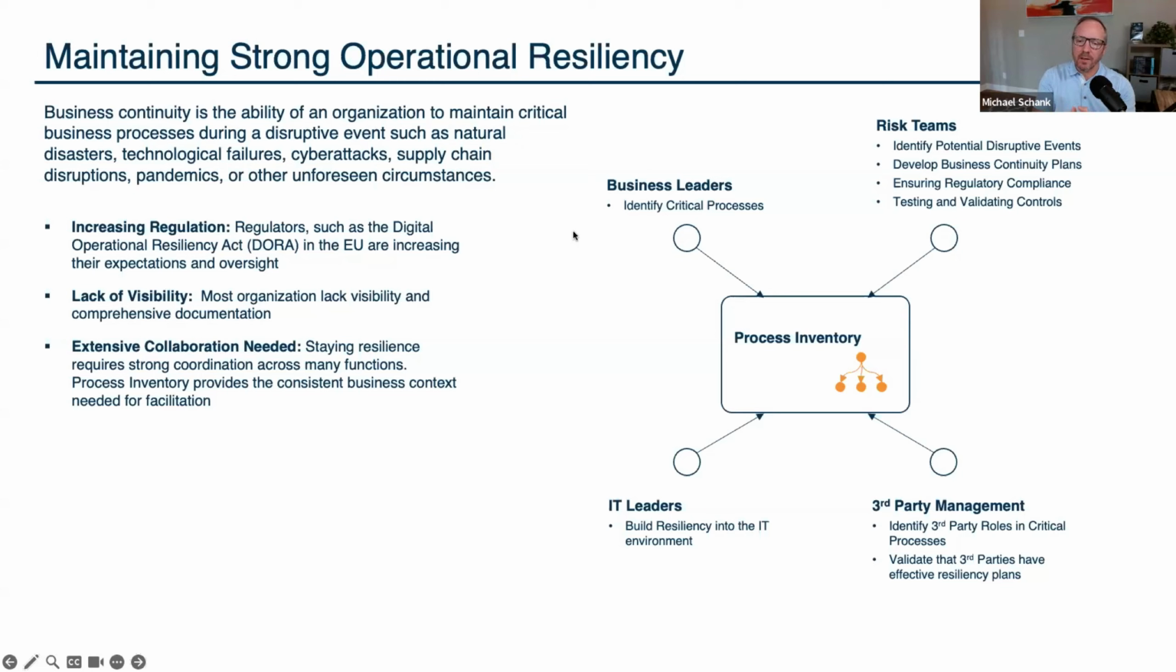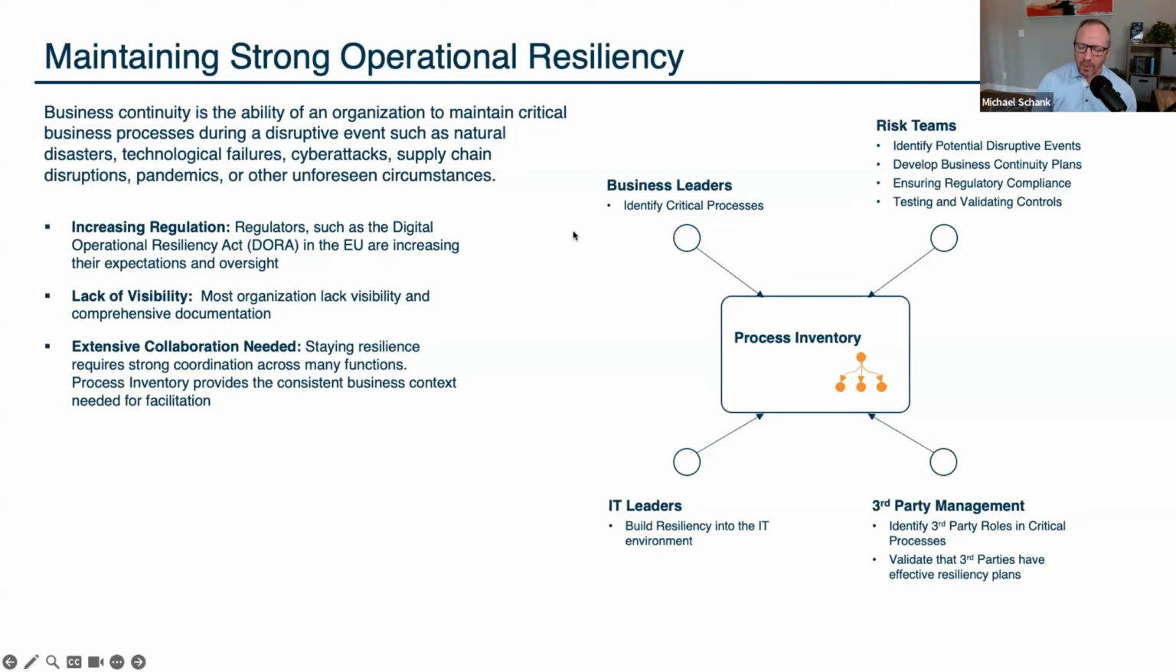How do I control for that? I need to build in resiliency in my IT environment, make sure things are fault redundant and there's geographic diversity in data centers, and all the things that you need to do from an IT perspective. You need to understand your role in third parties. And I failed to mention this.